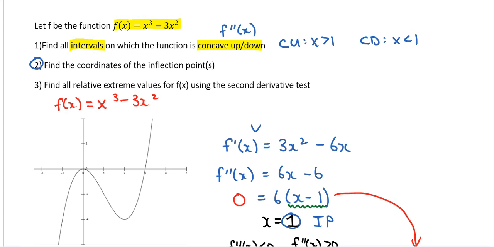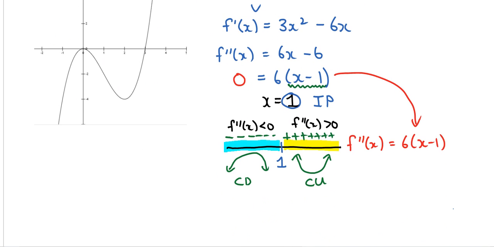It says find the coordinates of the inflection point or points. So I believe I only have one inflection point because once I take my second derivative, which is this part right here in yellow, and set that equal to 0, I only get one value of x, which is x equals 1, so I only have one inflection point.